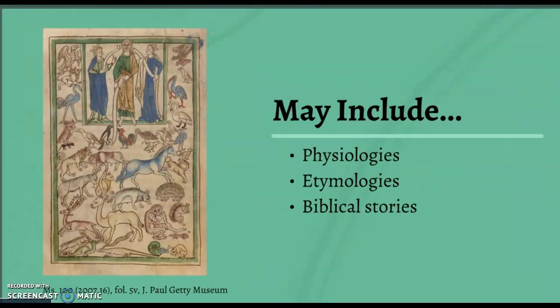And parts of bestiaries may include physiologies, that's descriptions of the physical characteristics of the animals, etymologies, meaning the names and their significance, and then finally biblical stories were sometimes included, such as this image indicated here, which is from the book of Genesis. The figure at the top center in green and gold is Adam, and this is him naming all of the animals that God has created.